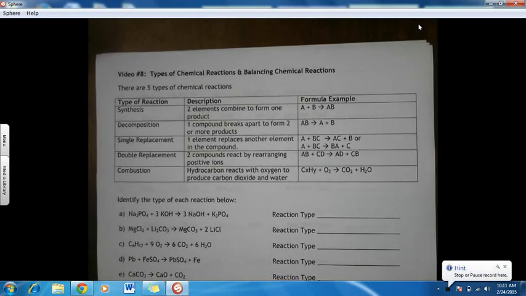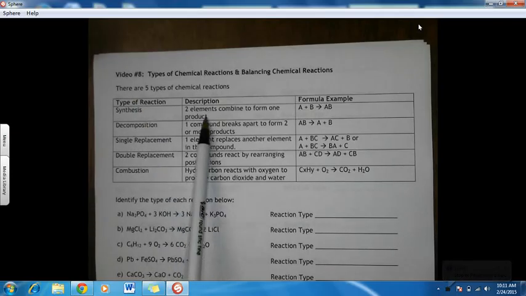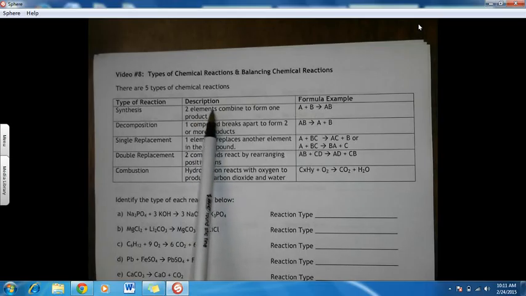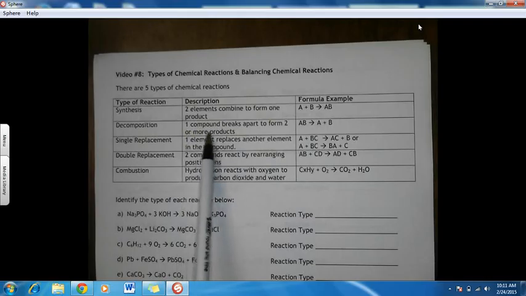Alright, today we're going to talk about chemical reactions and balancing chemical reactions. There are 5 types of reactions. Synthesis is when we have 2 elements that combine to form one product. Decomposition is when we have one compound that breaks apart to form 2 or more products.